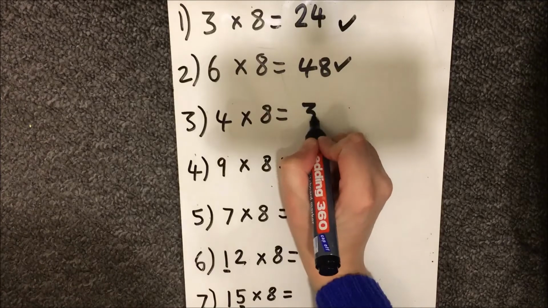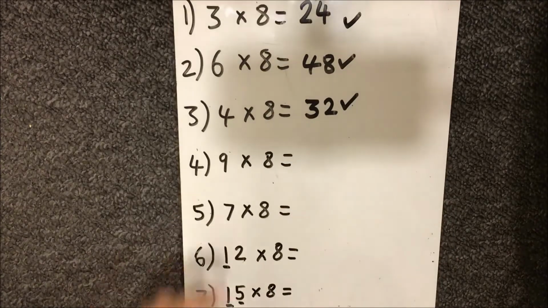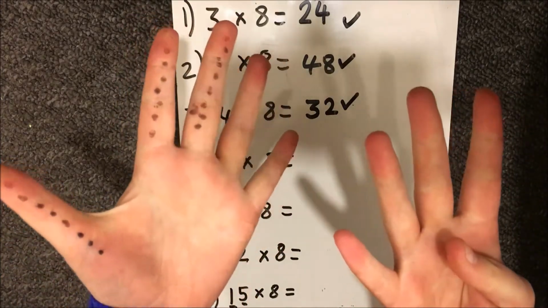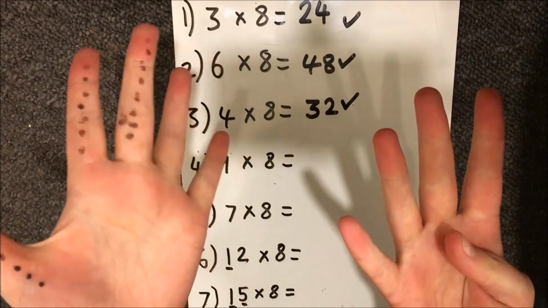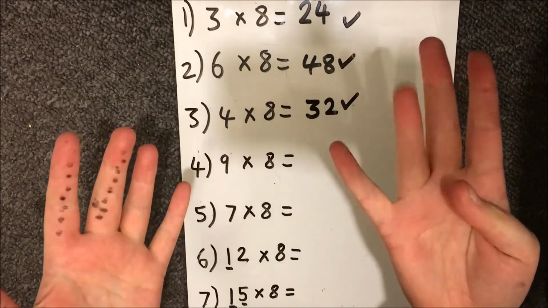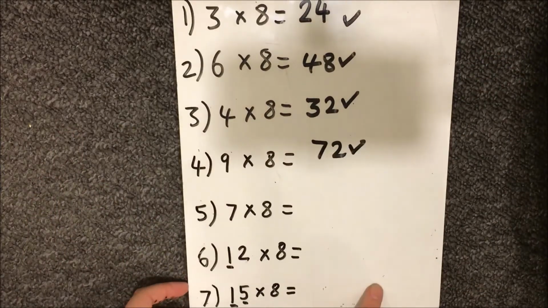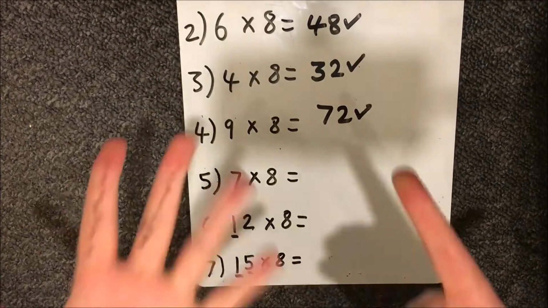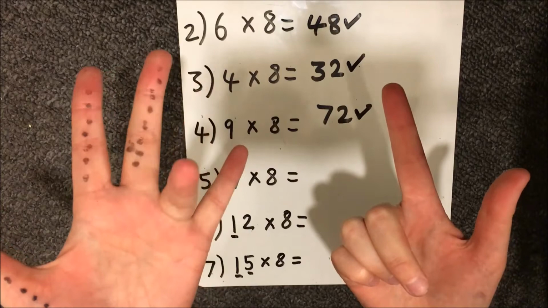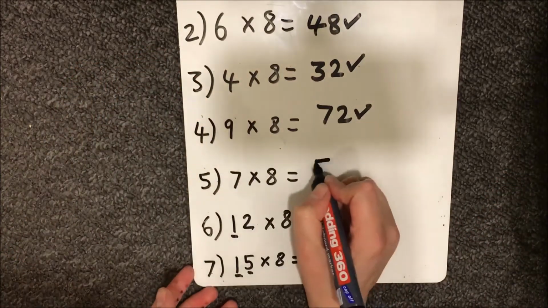I can see lots of you have practiced using your number square from yesterday's lesson. Number 4, this is going to be a big one. How many fingers up? 9 times 8. Let's whisper it. 8, 16, 24, 32, 40, 48, 56, 64, 72. The next one says 7 times 8. How many fingers up? Ready? 8, 16, 24, 32, 40, 48, 56.